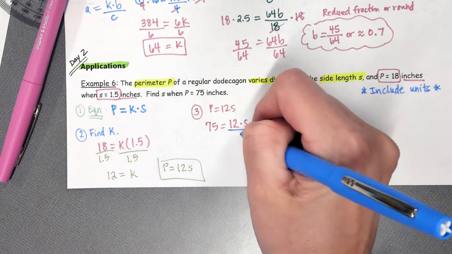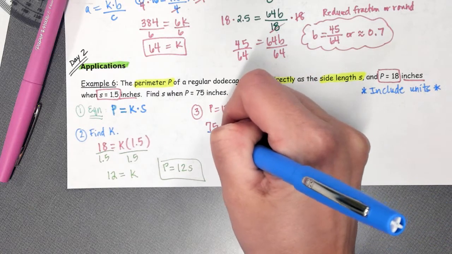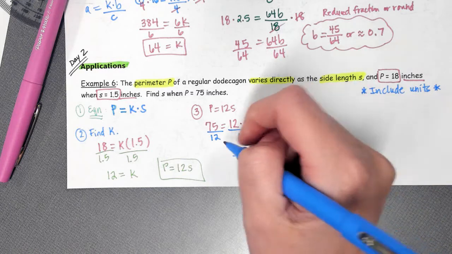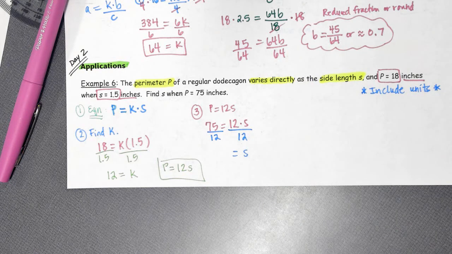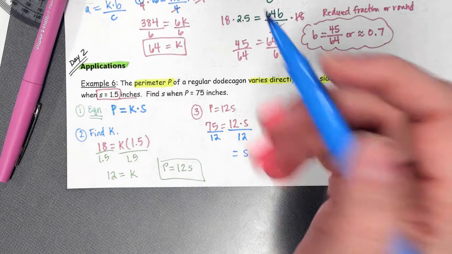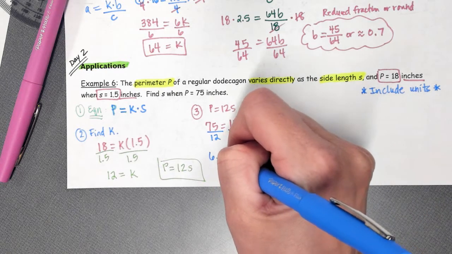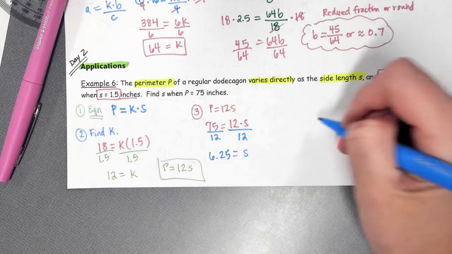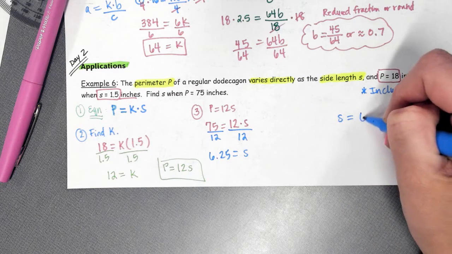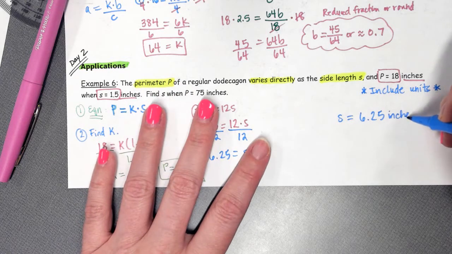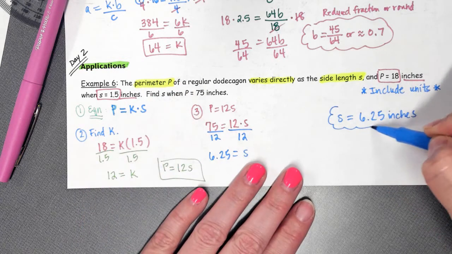Okay, and if it doesn't say what to round to, try to leave it as an exact value if possible. Okay, so let's do 75 divided by 12. Okay, and you get a nice decimal? Yeah, 6.25. Okay, so our final answer is going to have the units. So the side length is 6.25 inches. You can write it out, or you can use the abbreviation. Either one is fine.